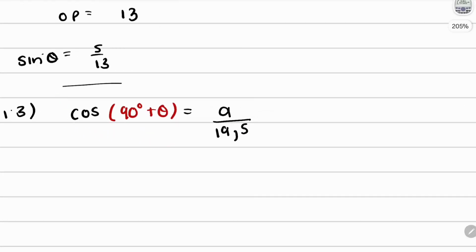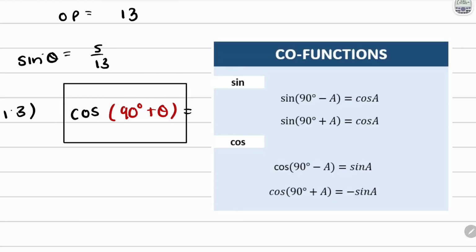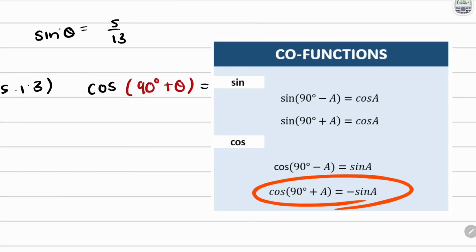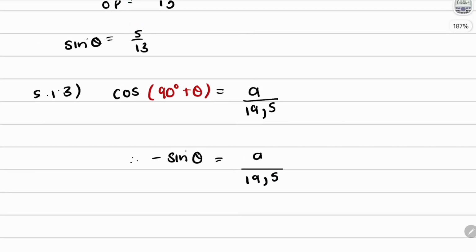So when you look at this, cos 90 degrees plus theta, what does that look like to you? That is cofunctions. So if you look at cofunctions, which I'm putting on the screen right now, the cos 90 degrees plus theta will give you negative sine theta. And you see how it gets reduced to theta again. So negative sine theta is equal to A over 19.5. And now we just need to solve for A.